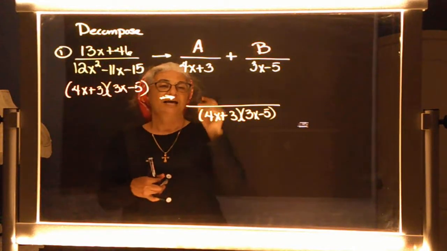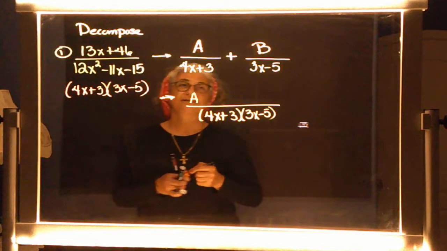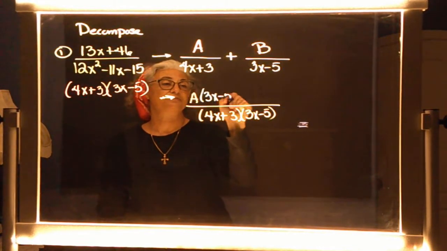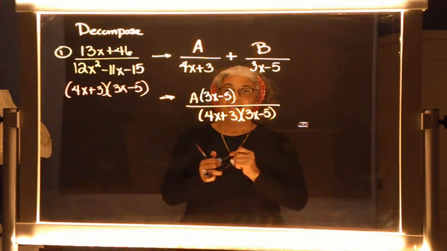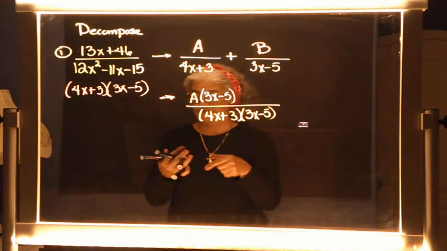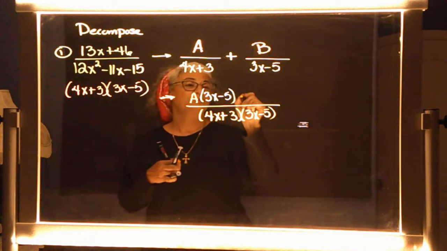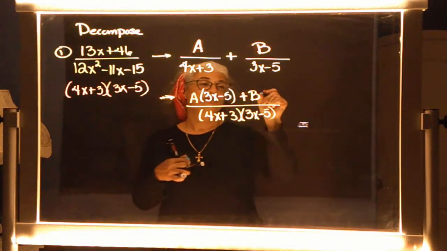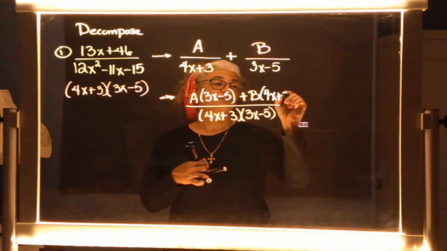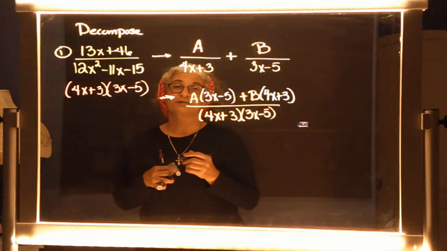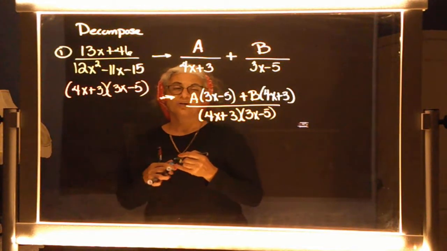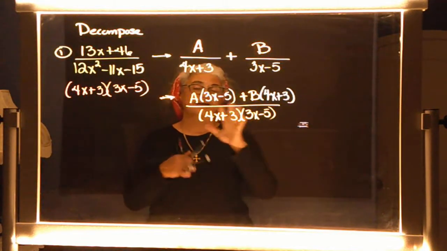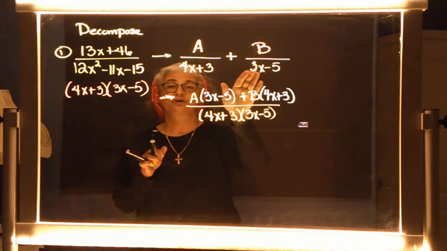right? And to that A, you're going to have to multiply it by 3x minus 5, aren't you? Because that's what you multiplied that denominator by. And to the B, you're going to have to multiply it by, good, the 4x plus 3, because that's what you multiplied that denominator by. With me?